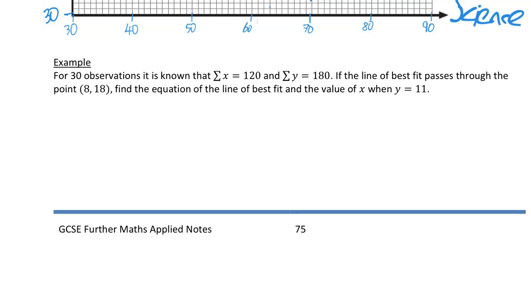This example says, for 30 observations, it is known that sigma x is equal to 120 and sigma y is equal to 180. If the line of best fit passes through the point (4, 18), find the equation of the line of best fit and the value of x when y is equal to 11.